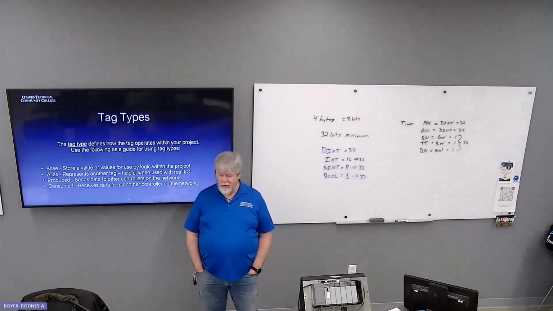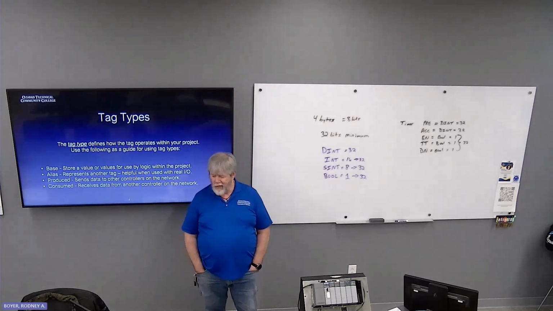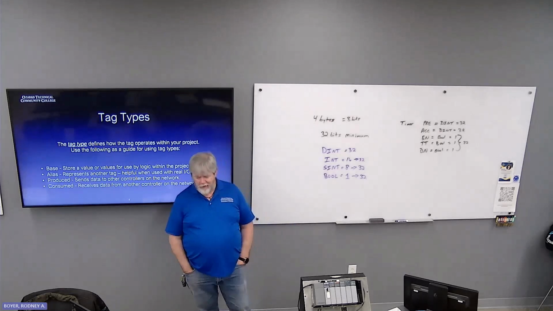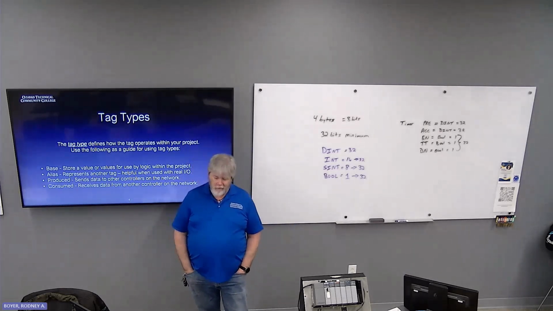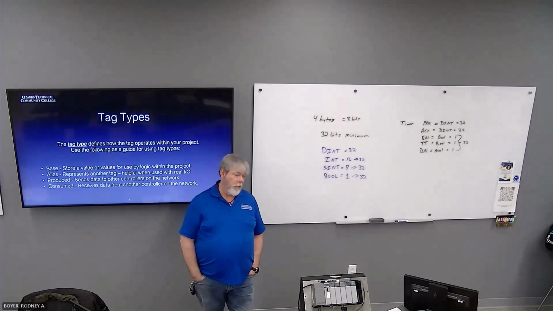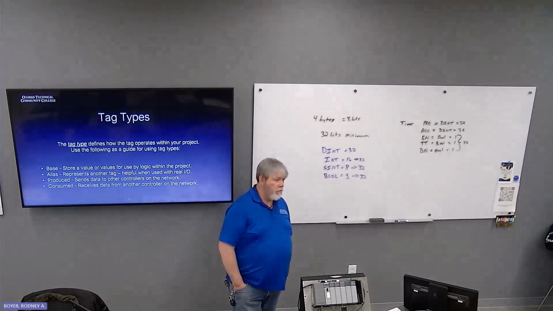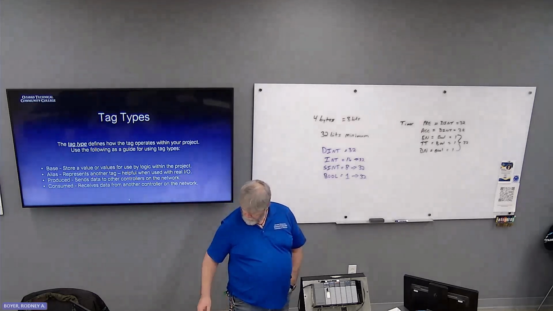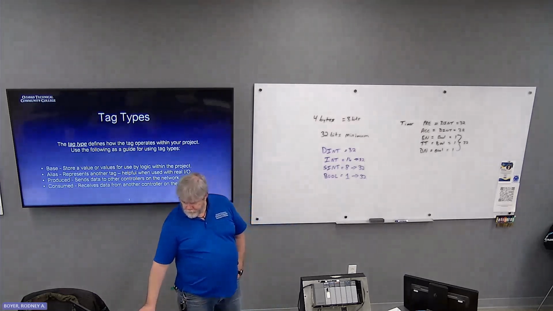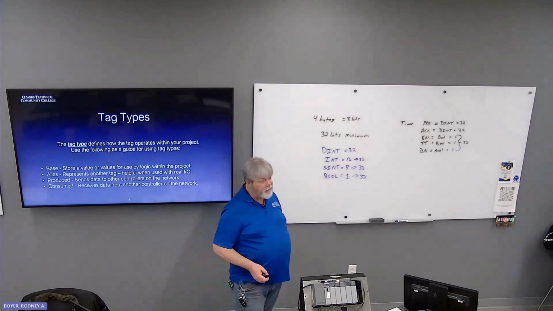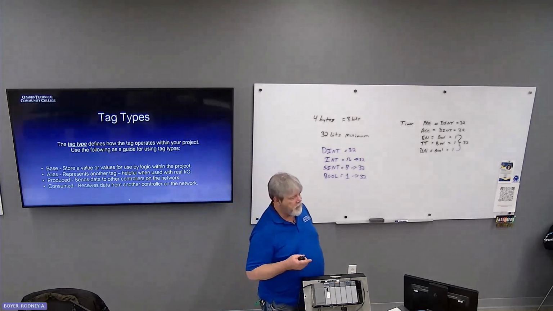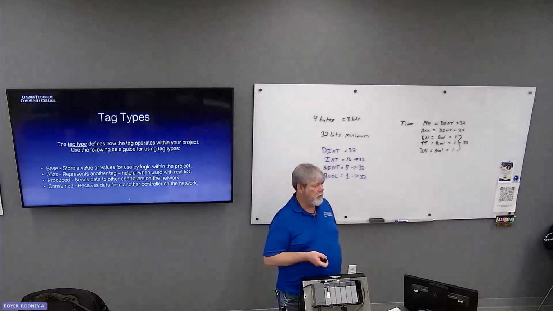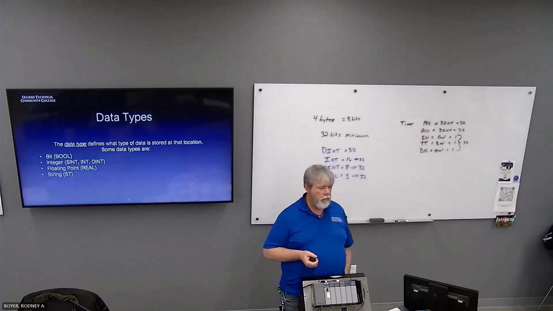Then you have produced, which sends data to a different controller over the network, and consumed, which receives the produced data from a different controller on the network. So that is the tag type: base, alias, produced, consumed.